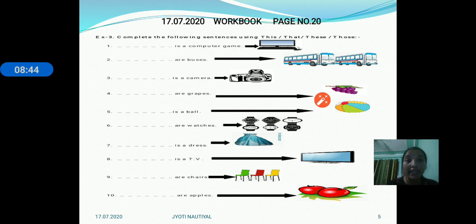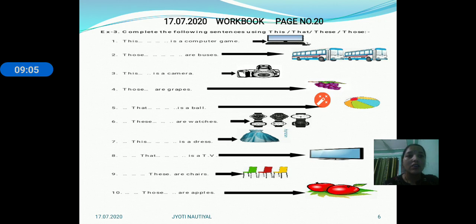Now let's check it out, children. This is exercise number 3 from your English workbook, page number 20. Let's try to solve it, okay? Let's read the first question. Dash is a computer game, okay? Now you can see just one arrow. That means it is near to me, right? So, the answer is, this is a computer game, okay?